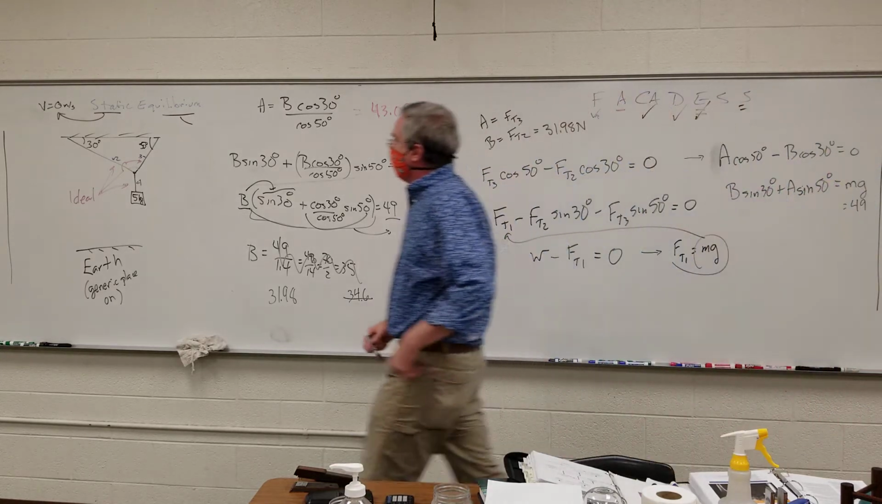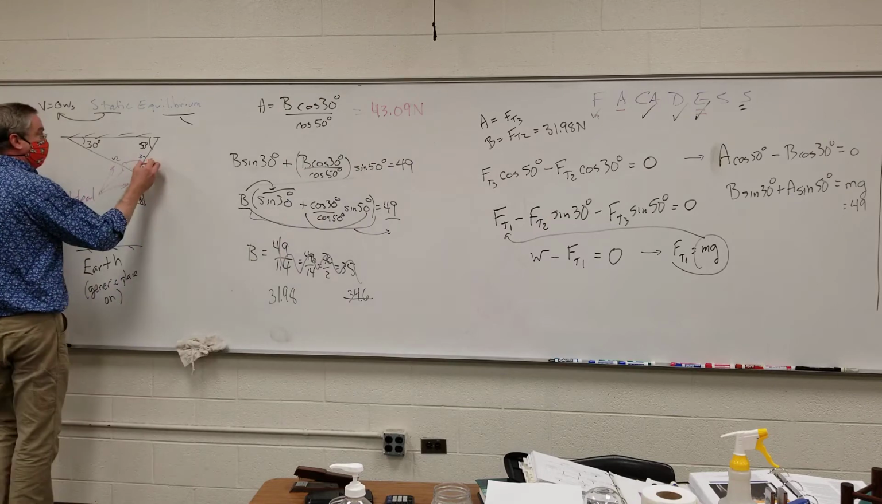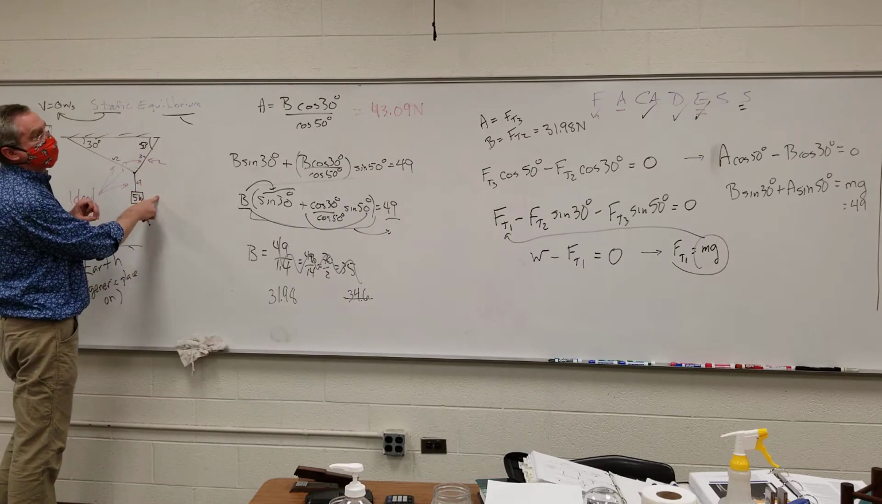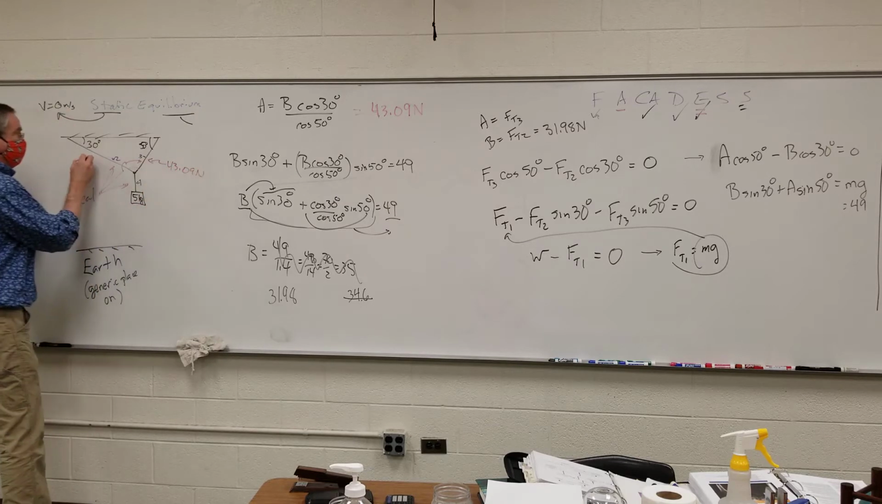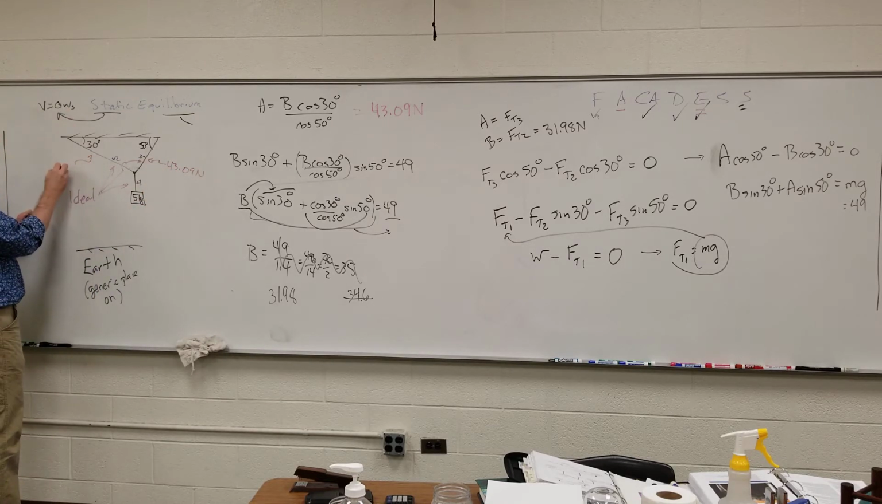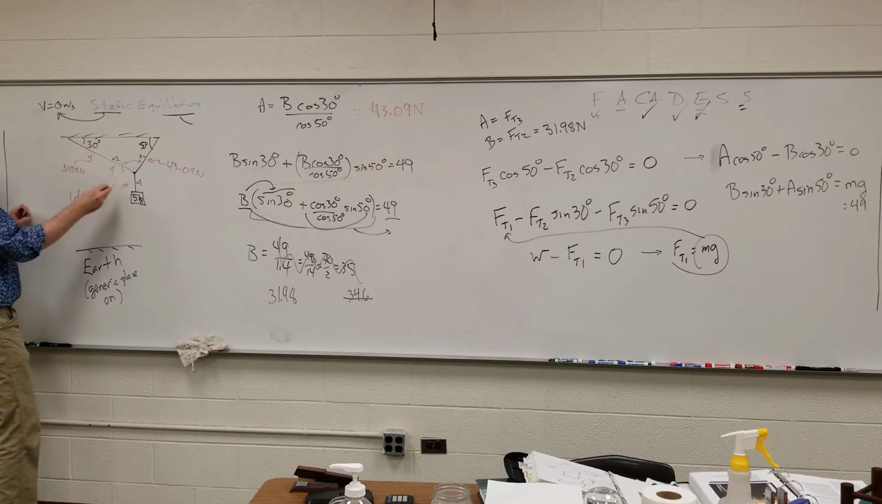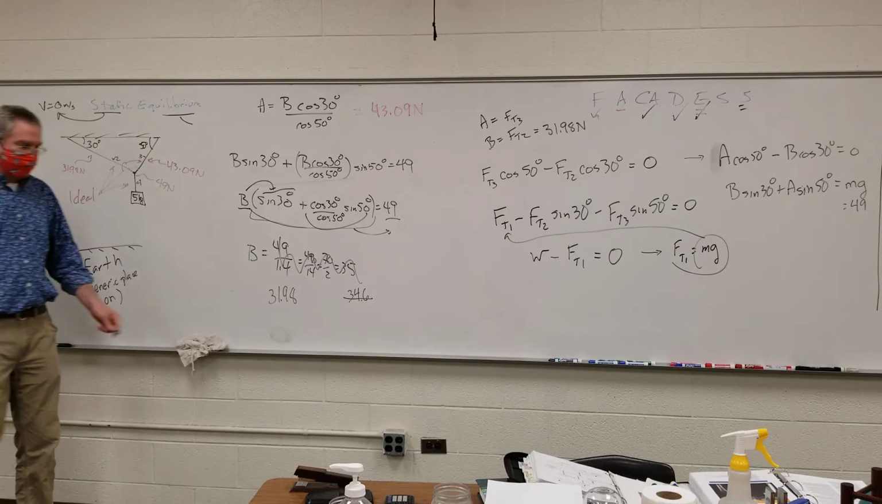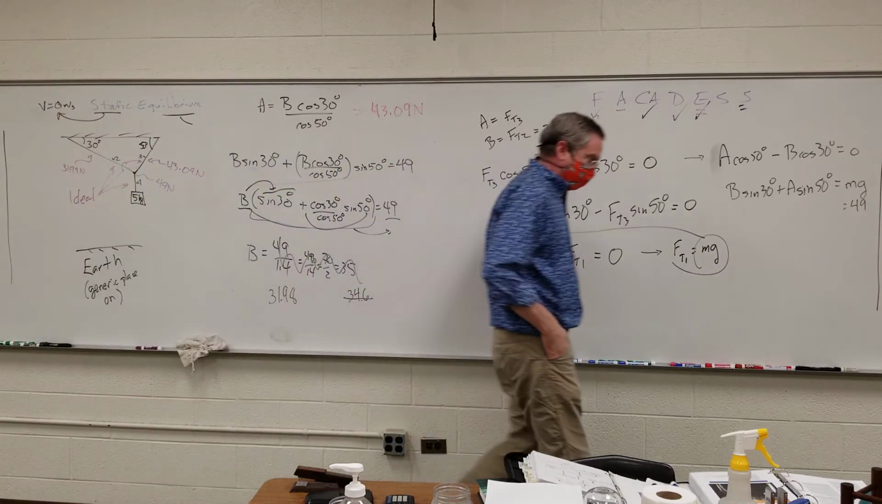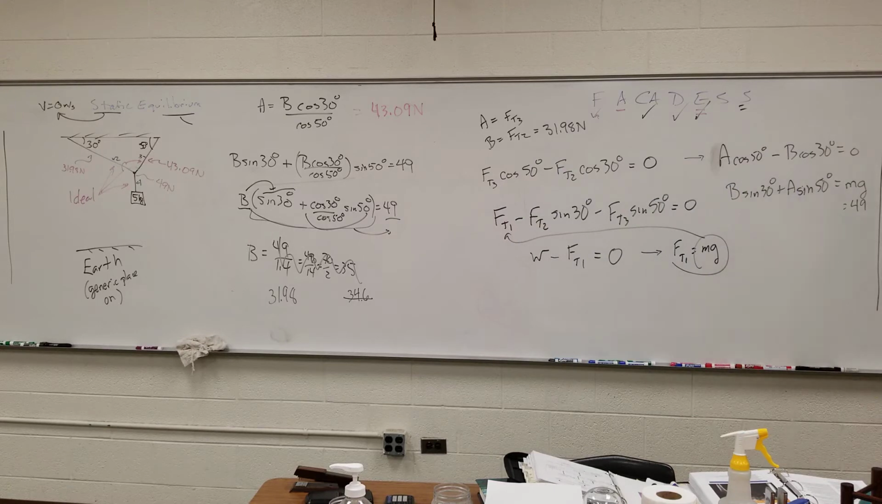So what we ultimately have is the tension in this rope right here, rope 3, is 43.09 newtons. The tension in this rope right here is 31.98 newtons, and the tension in this rope here is 49 newtons. Does this make any sense whatsoever? First off, are there any other questions about how we came upon those numbers? Hopefully it doesn't involve something that I've erased, but if it does, we can reproduce it. Any questions up to here?